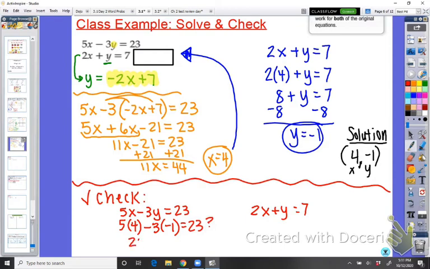So that's 20, this is plus 3. So 23 does equal 23. So it checked in the first one. So likewise, x gets replaced with a 4. Y is a minus 1. So this is 8 minus 1, which is 7. 7 equals 7. That checked out. So it has to work in both equations.